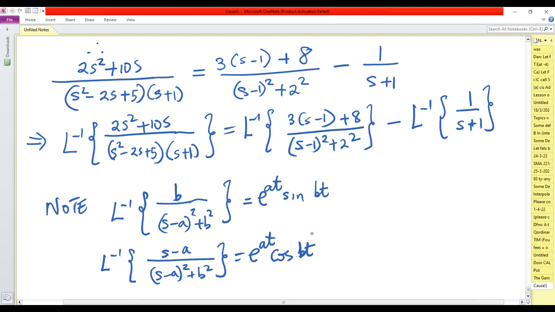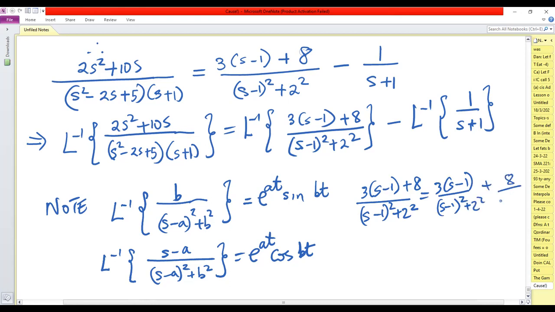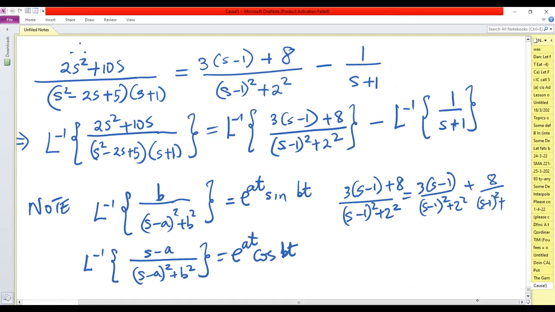Now, what is making us think from this line of view is the structure of this expression here, S minus 1 squared plus 2 squared. And then in the numerator, we have an S minus 1 term and also a constant term. So we split this one into two. You see 3 into S minus 1 plus 8 over S minus 1 squared plus 2 squared. If we write this as 3 into S minus 1 divided by S minus 1 squared plus 2 squared, and then plus 8 over S minus 1 squared plus 2 squared, it is still the same expression. We haven't changed the value of this expression. Because 3 is a constant, factoring it out, we can apply this formula.